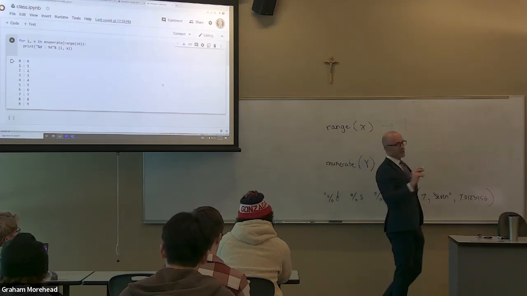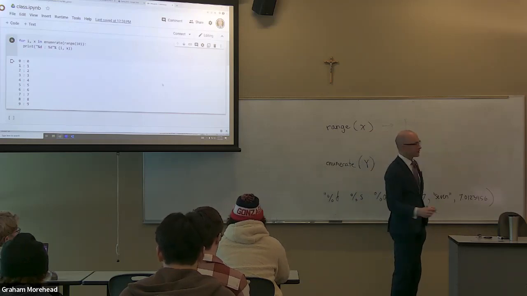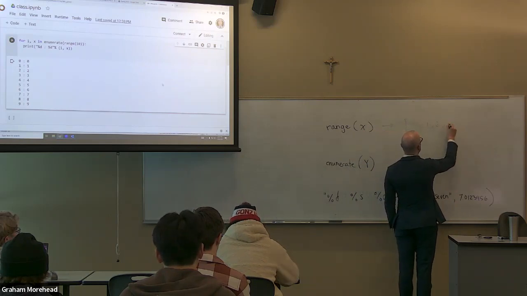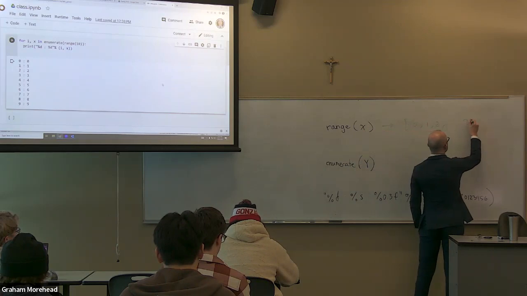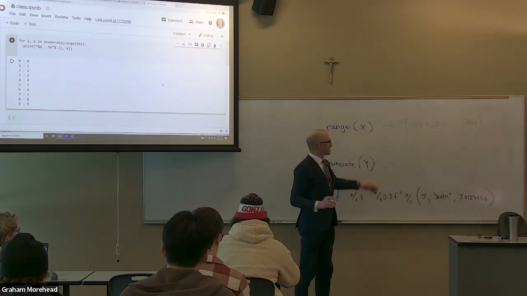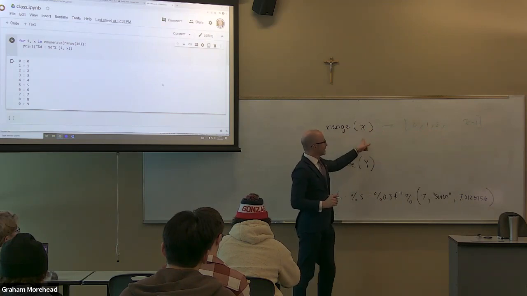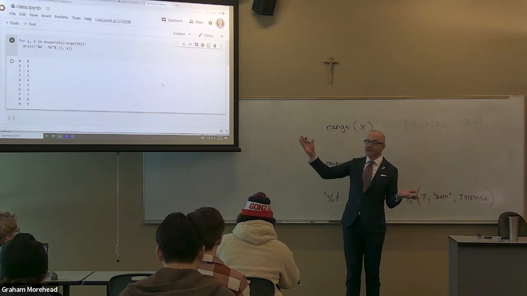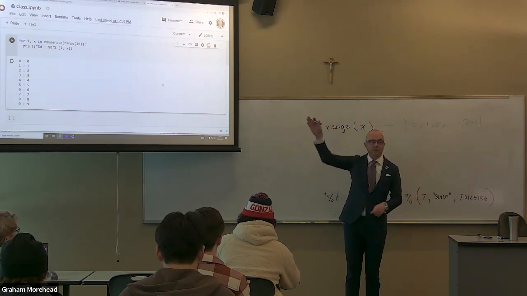And it always starts at 0 by default. So it'll be 0, 1, 2, until you get to X minus 1. I don't know why they made that decision, but they did. Range of X gives you 0 up to X minus 1. So if you wanted to actually go to 10, you have to have range 11.